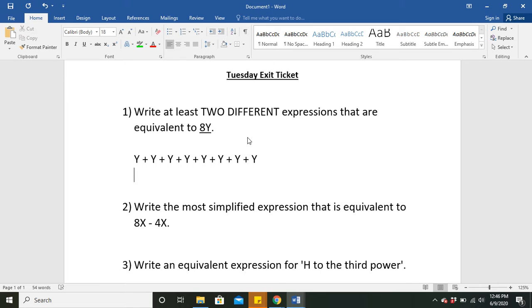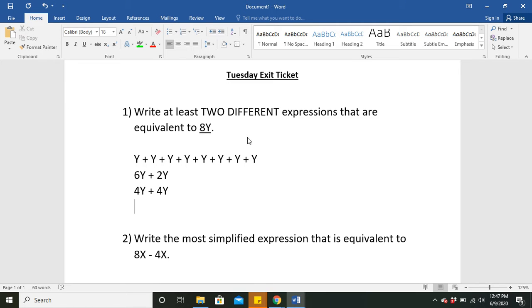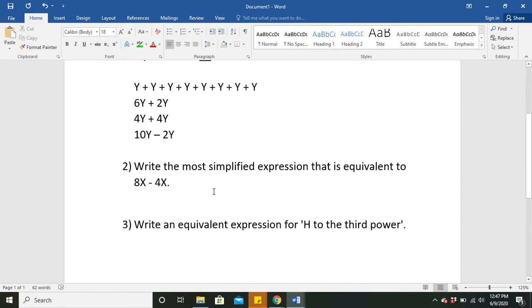Some people chose to break 8y into some groups of 8. So you could have done 6y plus 2y. You could have done 4y plus 4y. Or you could have even used subtraction to show, for example, that if you have 10y and you subtract 2y, you end up with a total of 8y. So this was actually asking us to take 8y and expand it into different expressions that are still equivalent.